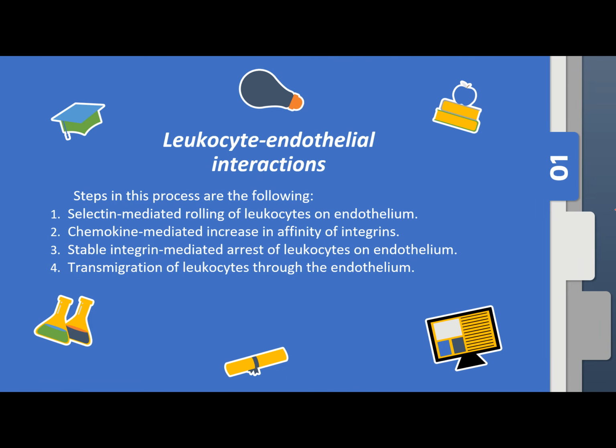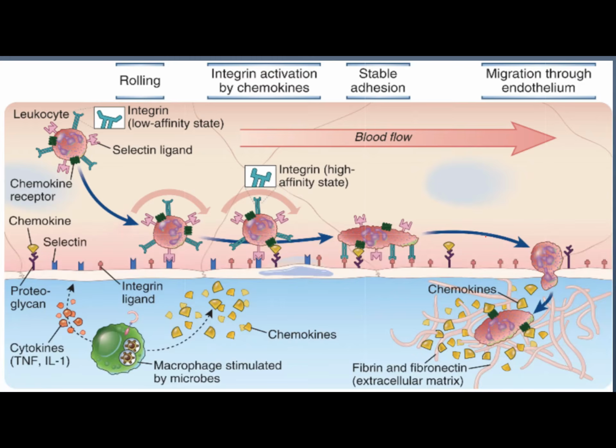They also have certain steps for the leukocyte-endothelial interaction. The first one is the selectin-mediated rolling of leukocytes on the endothelium, then the chemokine-mediated increase in affinity of integrins, stable integrin-mediated arrest of leukocytes on the endothelium, and transmigration of leukocytes through the endothelium. So those are the steps. For you to understand that, let's go to the illustration.